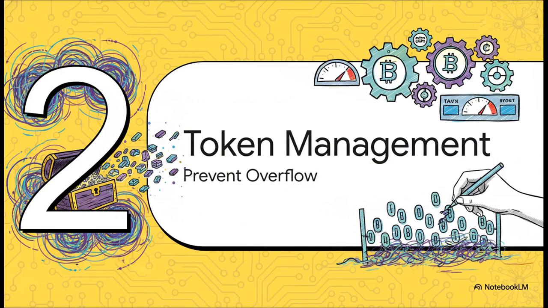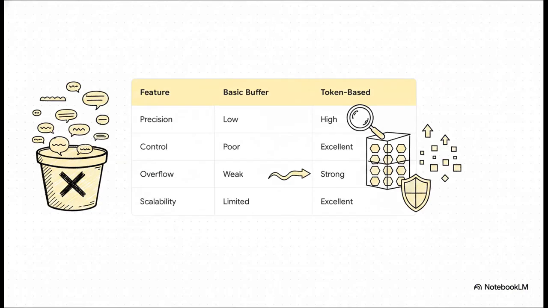Section 2. Mastering token management. Because now that we can store everything permanently, well, we've kind of introduced a dangerous new problem. We have to prevent overflow. The difference between these approaches is brilliant. A basic buffer just counts messages, right? Maybe you keep the last 5. But message sizes vary wildly. One's a quick sentence, the next is a massive paragraph. That gives you really poor token control and incredibly weak overflow prevention. But a token-based system, that tracks the actual token count. This gives you high precision, excellent scalability, and most importantly, really strong overflow prevention.